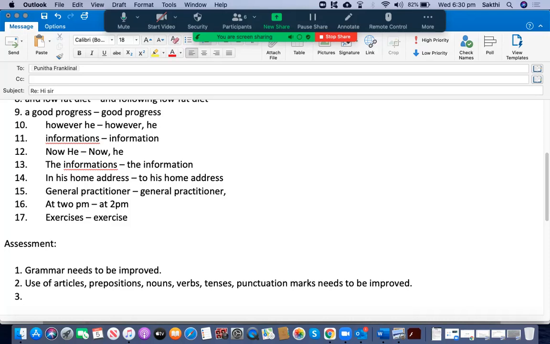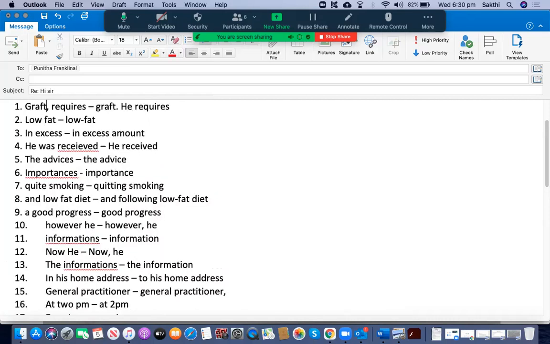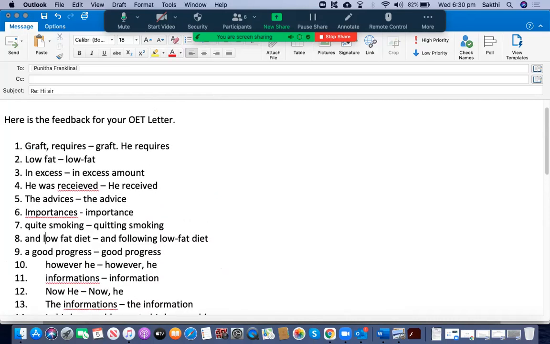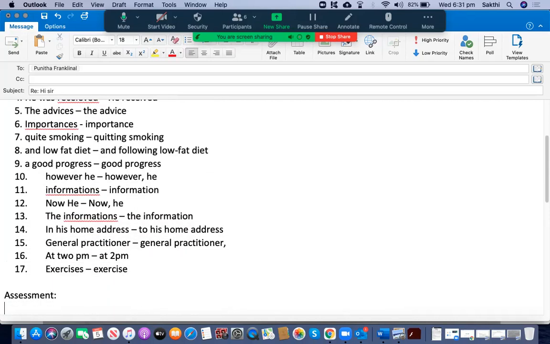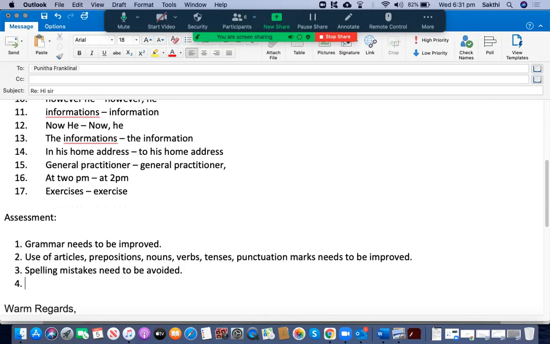And then the numbers need to be written appropriately. So in this case, 2 must be written down using a number only. Spelling mistakes need to be avoided as well. You have committed many spelling mistakes. For example, informations, importance is received, exercises, the advices. Advice. Yes, advices. It's really bad.